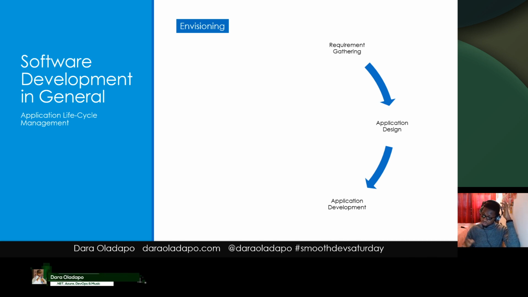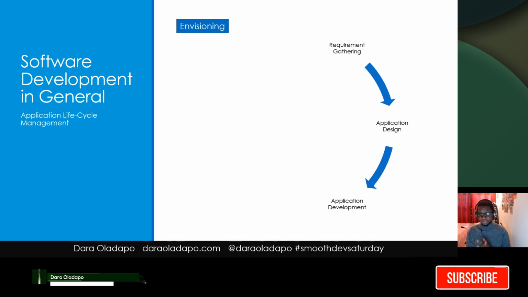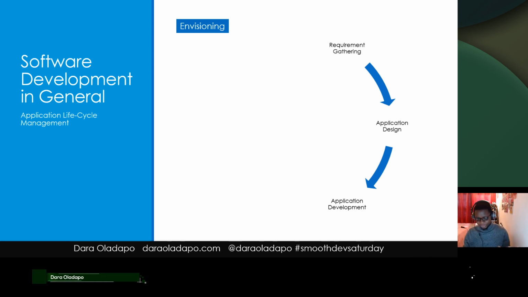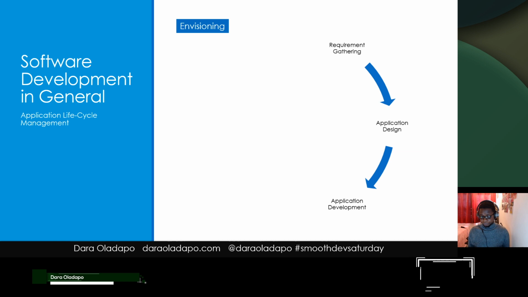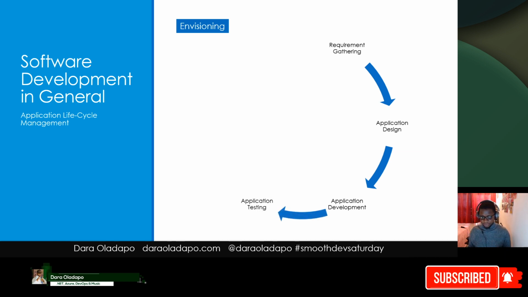And of course, it is in the application development phase where you now decide, okay, what language are you writing this with? .NET, Java, Ruby, JavaScript, Python, assembly language, Fortran. You decide. The application development phase is where you now get to write the code based on the specifications that come out from the application design phase. Okay? Then after you've developed, you move to the process called application testing.